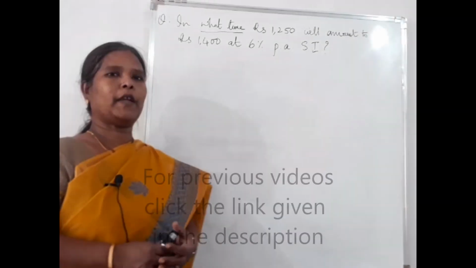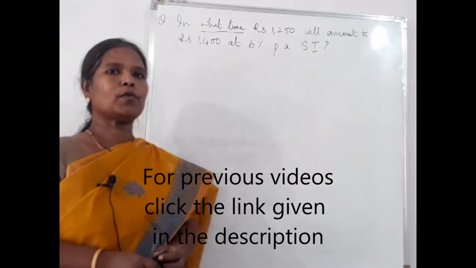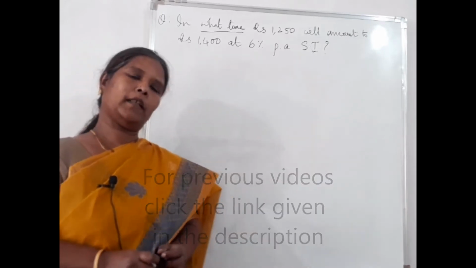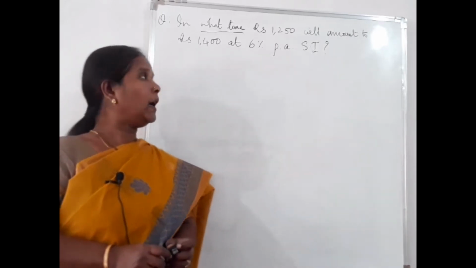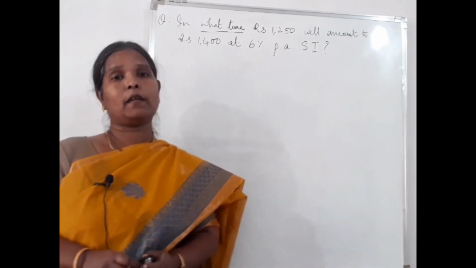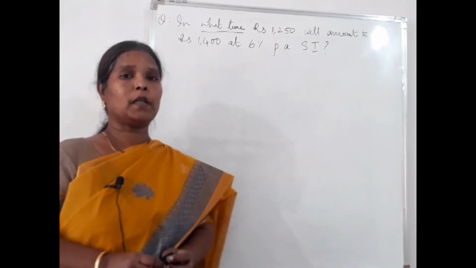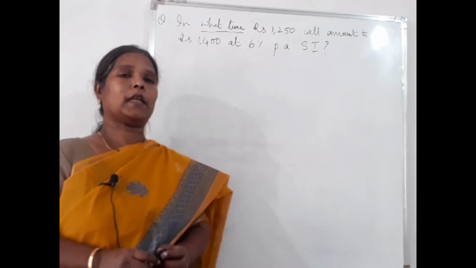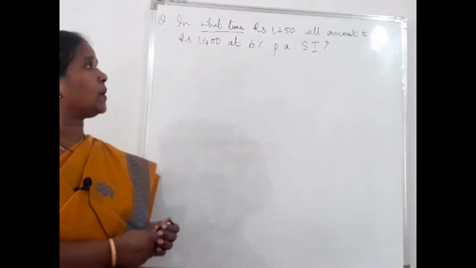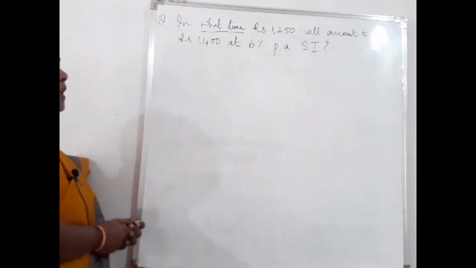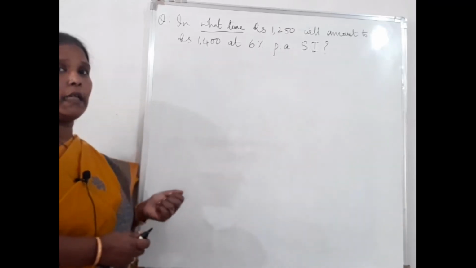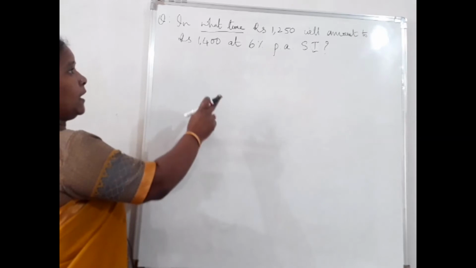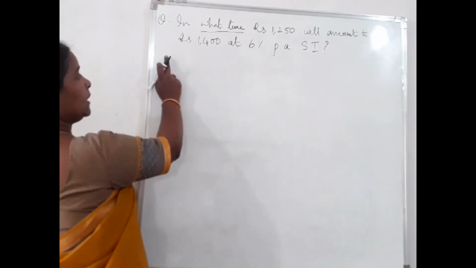In previous videos, we have learnt how to find out simple interest when other information is given, and rate of interest when other information like principal, simple interest, amount and number of years are given. Now in this particular problem, we will learn how to find out time when other information is given. I am reading the problem.